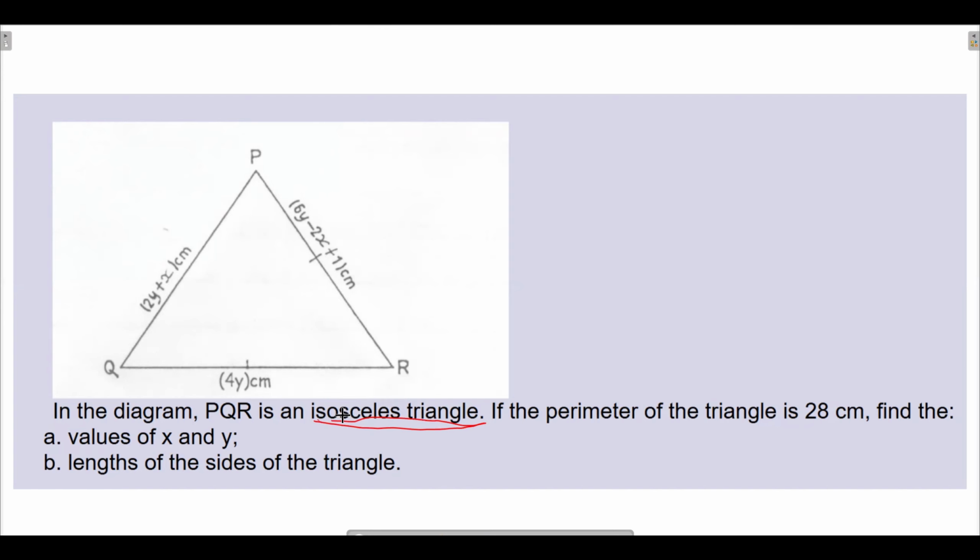We know that two sides will be equal. And you see from the question, PR is equal to QR. That's it. You see the mark there? PR is equal to QR. So if PR is equal to QR, let's check how we form an equation. PR is 6y minus 2x plus 1 is equal to QR, which is 4y.